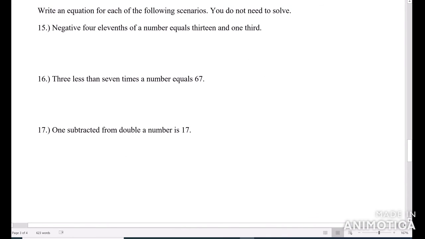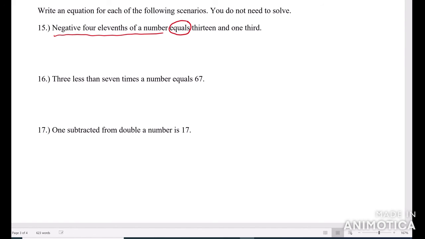All right, and then the last part of this lesson, we have to write an equation for each of the following scenarios, and it says we do not need to solve, so we're just setting it up. So the first one says -4/11 of a number equals 13 1/3. So the first thing I'm going to do is circle this equals here. That's telling me that this stuff here is on one side of the equal sign, and this stuff over here is on the other.